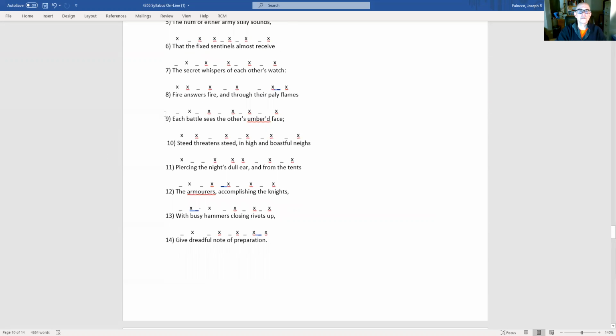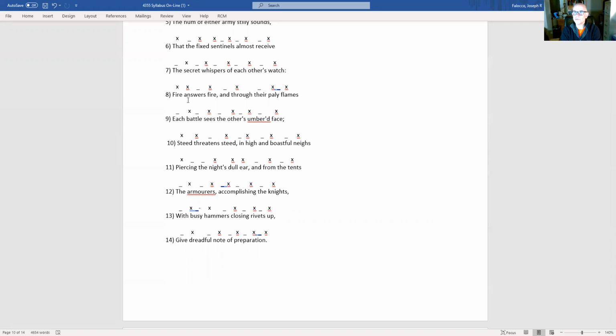Now this, I would suggest, is just right. I don't think you could make a case for reading these lines as if they were metrically regular, because the whole point of this speech is we've got the English army and the French army. So during this speech, we talk about the English camp, the French camp, the English fire, the French fire, the English horse, the French horse. We need to give those something approaching equal weight. Okay? So lines 8 and 10, rather than saying fire answers fire, fire answers fire. Similarly, line 10, steed threatens steed.